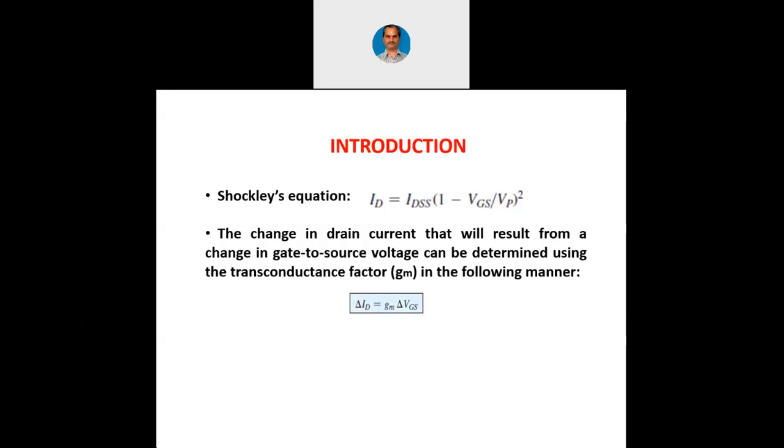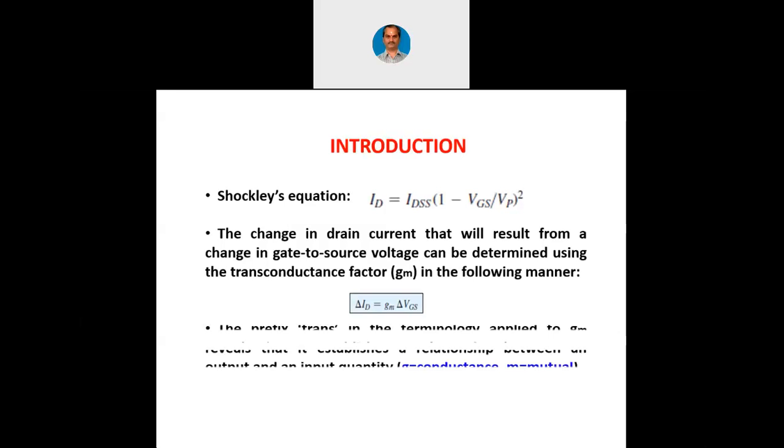We can say the rate of change of output current is going to happen when there is a slight rate of change of gate to source voltage, but the relationship between them can be related by means of a factor called GM, and this particular transconductance factor can be obtained from the transfer curve itself. This transconductance can be obtained from the transfer curve itself. That we will see how we are going to obtain it in the next slides.